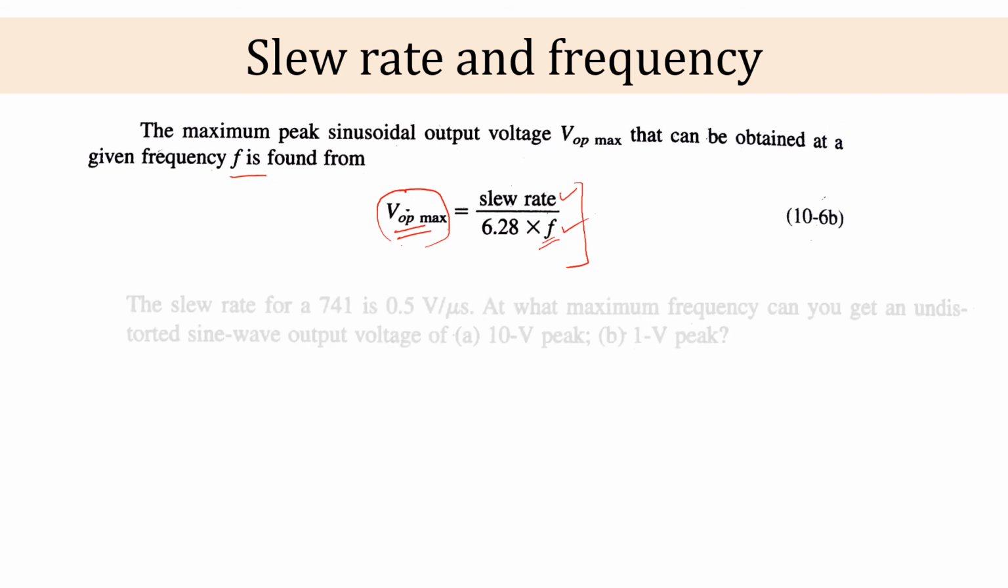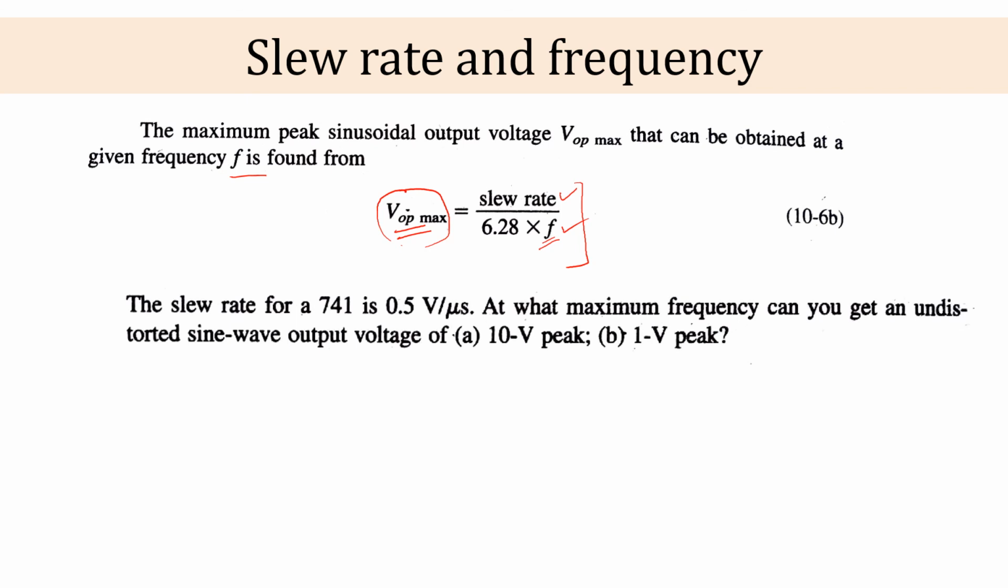So let's see. For 741 IC, slew rate is usually 0.5 volt per microsecond. I hope you understand the meaning of slew rate.